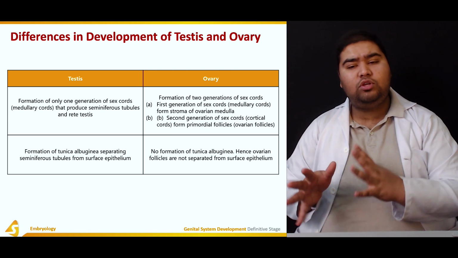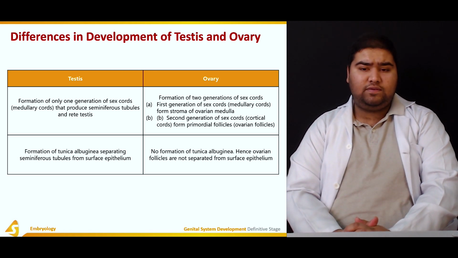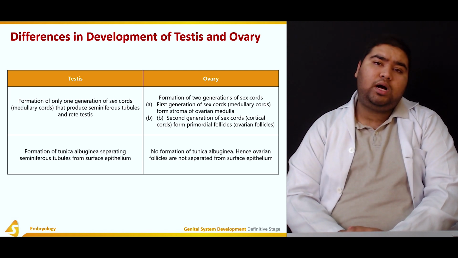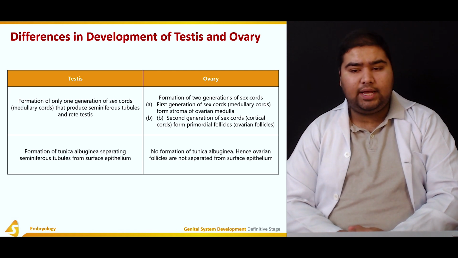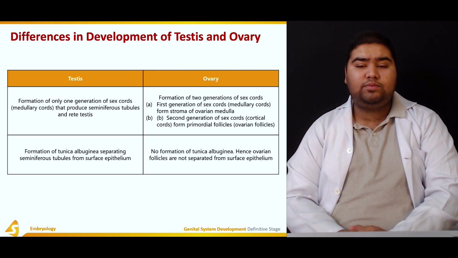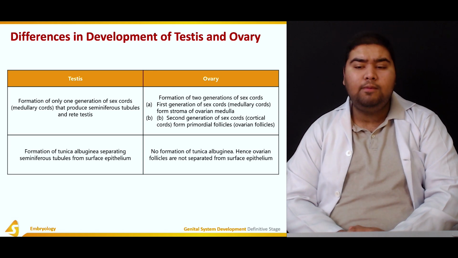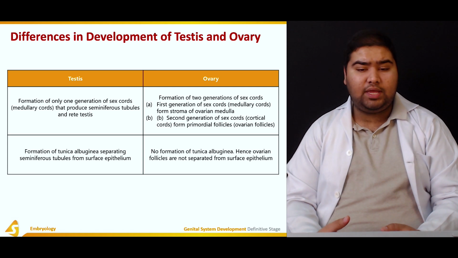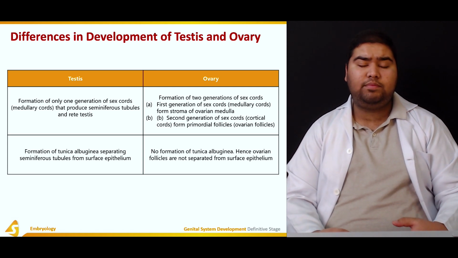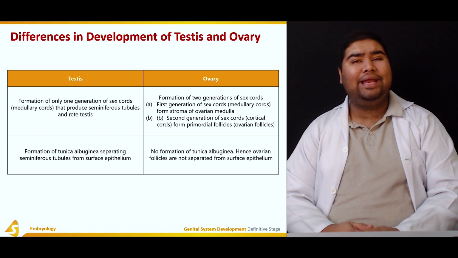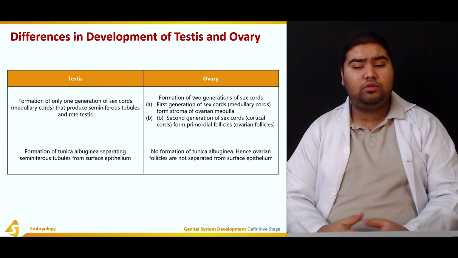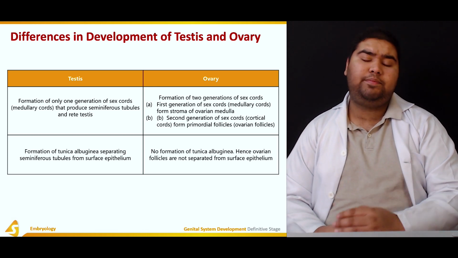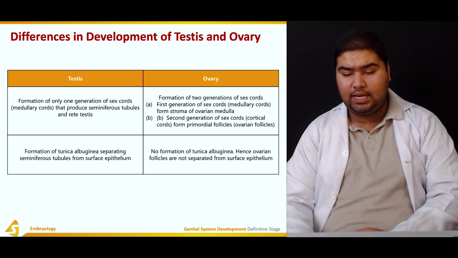When we compare it to the ovary, there is formation of two generations of sex cords. The first generation, the medullary cords, form the stroma of the ovarian medulla, and the second generation of sex cords are responsible for the formation of primordial follicles. Now in testes, we have formation of tunica albuginea, which separates the seminiferous tubules from the surface epithelium. And in ovaries, there is no such formation, so no formation of tunica albuginea, hence the ovarian follicles are not separated from the surface epithelium.